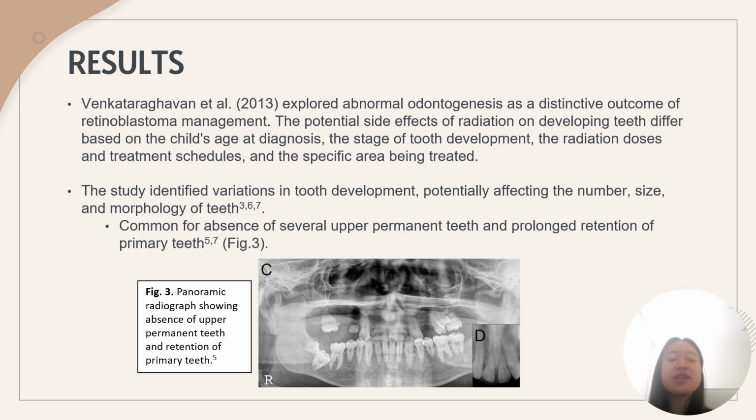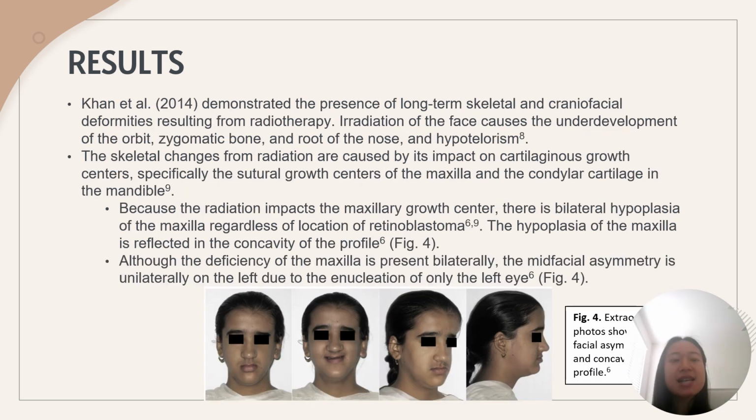This study identified variations in tooth development, potentially affecting the number, size, and morphology of the teeth. As you see in this picture, they're showing some absence of upper permanent teeth and retention of the primary teeth. Lastly, there's the presence of long-term skeletal and craniofacial deformities resulting from the radiotherapy. Irradiation of the face causes the underdevelopment of the orbit, zygomatic bone, and root of the nose, and hypertelorism.